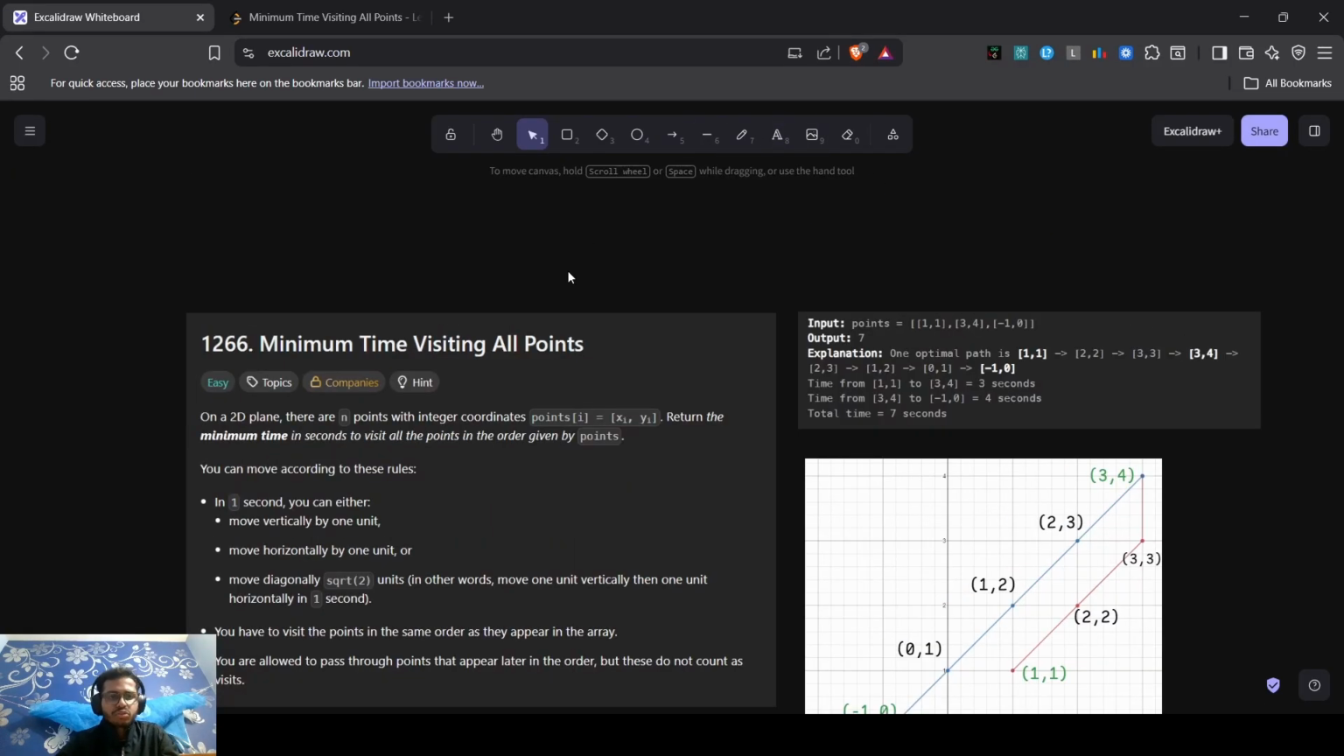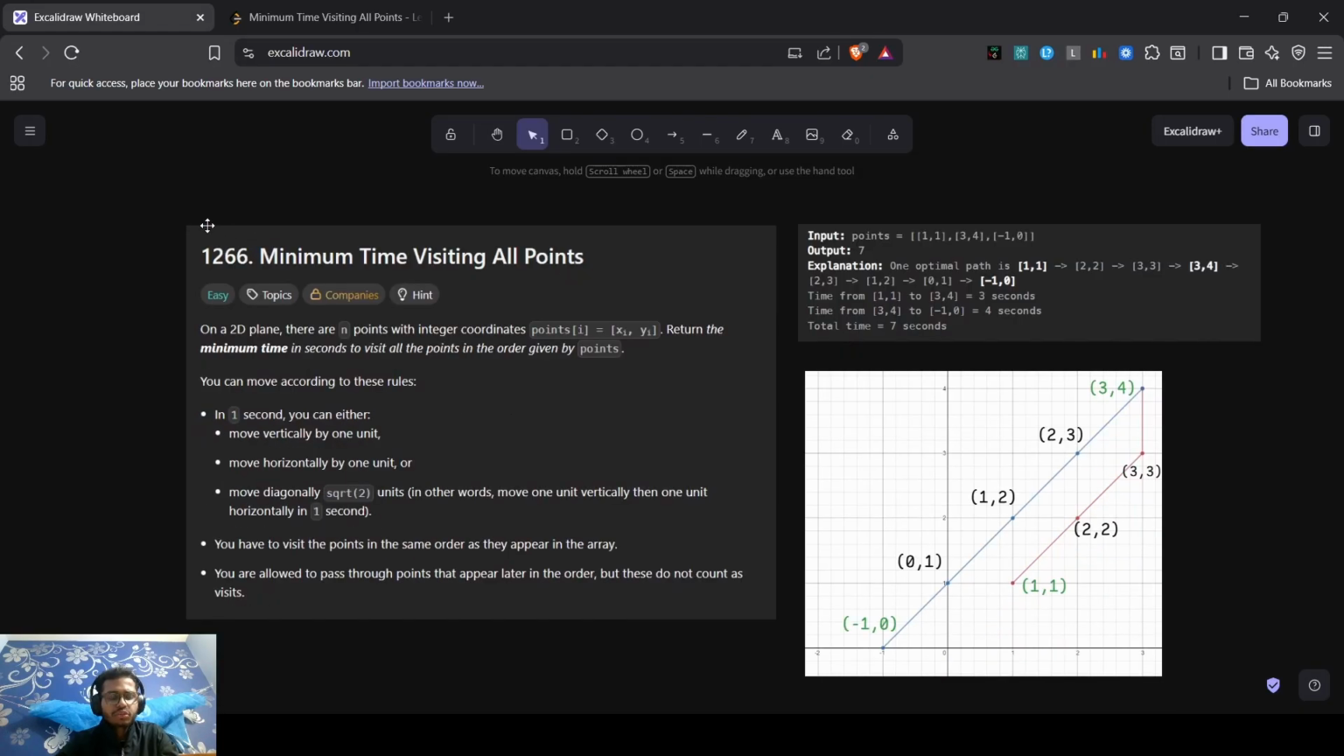Welcome everyone. Today our problem is LeetCode number 1266, minimum time visiting all points. So, let's see what the question states. The question states, on a 2D plane, this is an example of a 2D plane, there are n points with integer coordinates, points of i equal to xi comma yi.